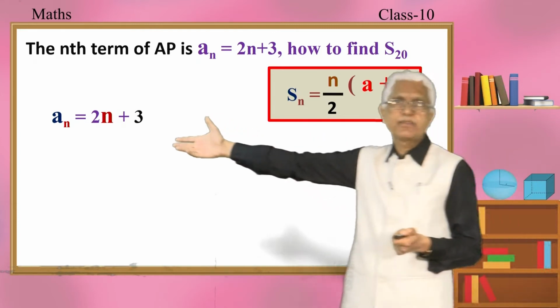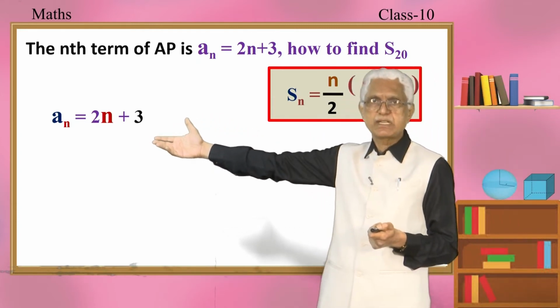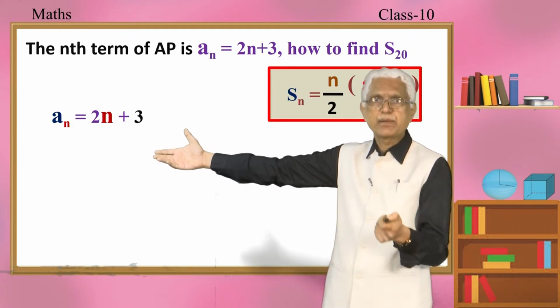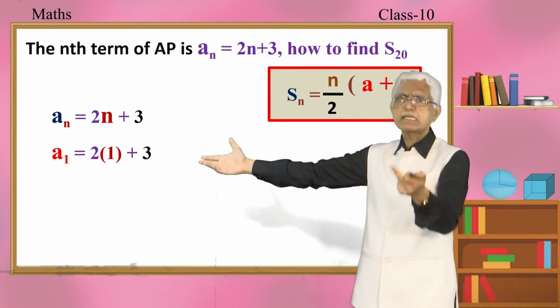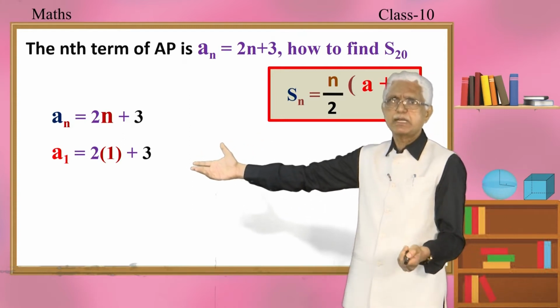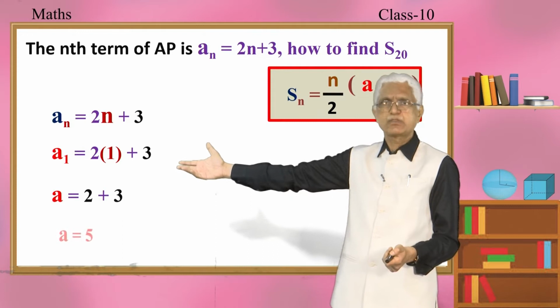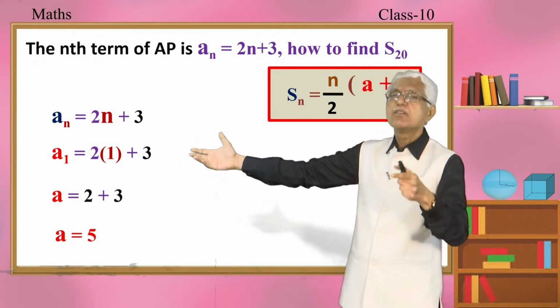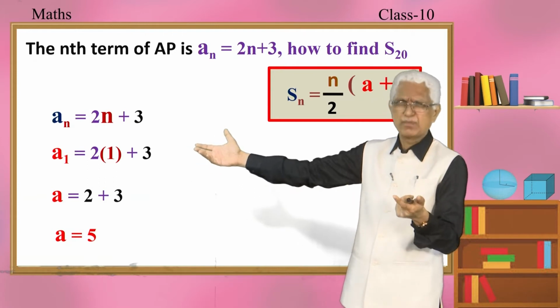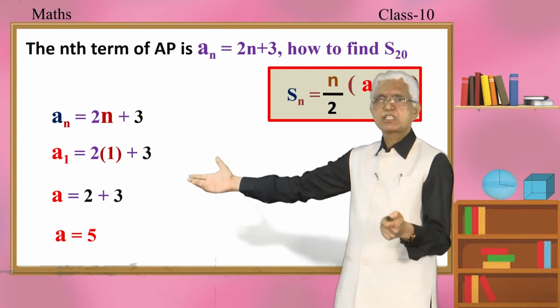Okay, I will start with this. an is equal to 2n plus 3. This is the nth term. What will I do? I will find the first term. How will I find the first term? In place of n, I will put 1. 2 into 1 plus 3 is 2 plus 3, which is 5. So I got the first term a, which is also a1, and it is 5.